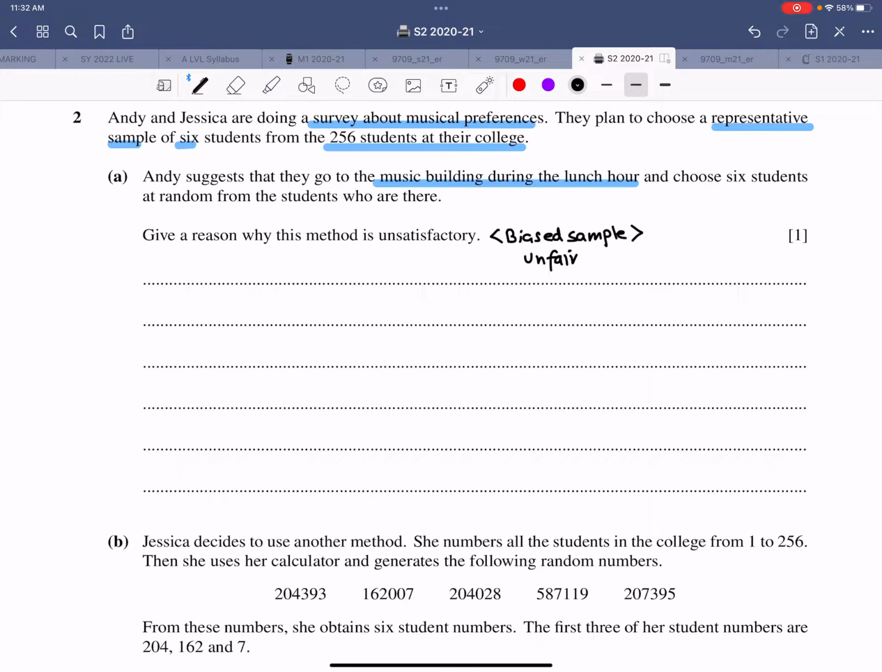Number 1, during lunch hour, some people would be at the cafe, so they won't be at the music building. That's one logic. The other piece of logic is not everyone will be at the music building. Yes, they are looking for music representative, but some musician could be playing in a garden or somewhere, playing a guitar or something. So it's not necessarily true. So these are two reasons that this sample is unsatisfactory. This sample is a biased sample.